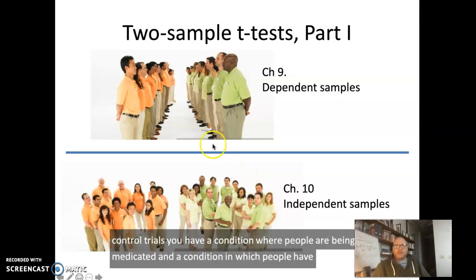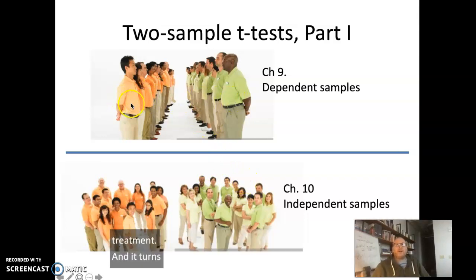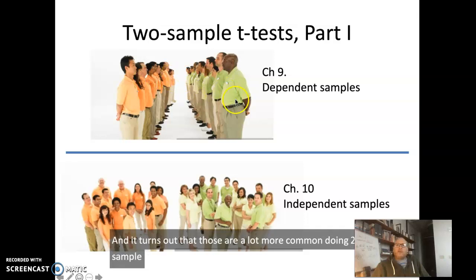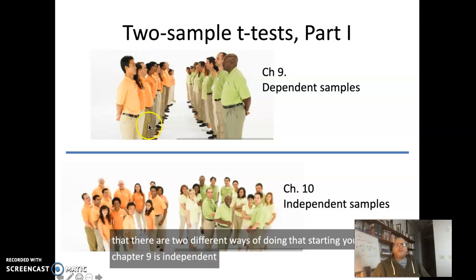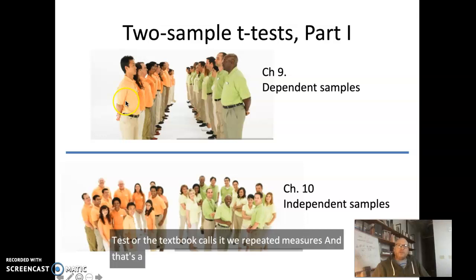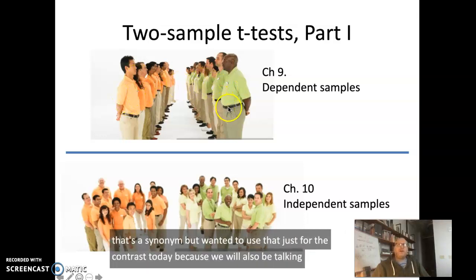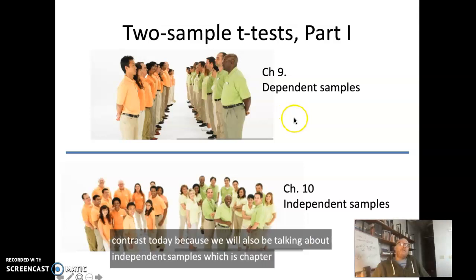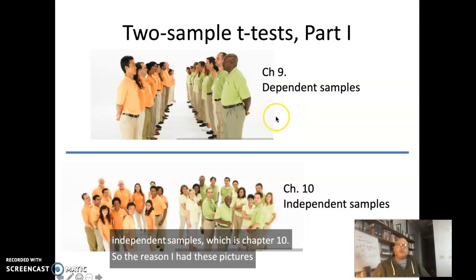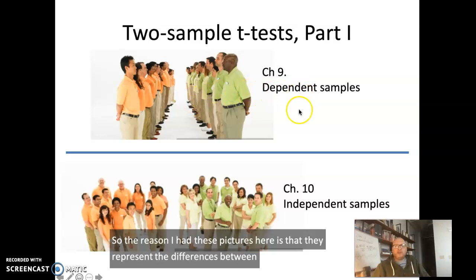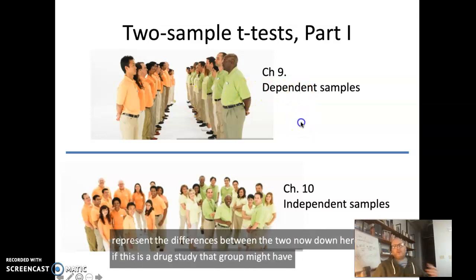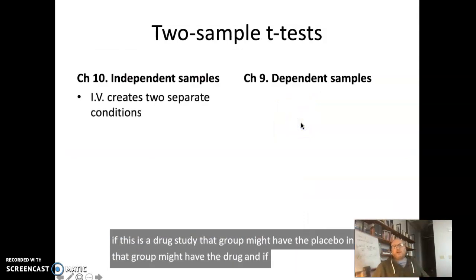But in dependent samples, notice how they're lined up here? There's something about those 2 guys that have them matched up. So rather than just taking the mean of all of the orange shirts and subtracting the mean of all of the green shirts, I'm going to subtract that guy's score from that guy's score on down the row and then find the average of the paired differences. So those guys depend on each other. So let me just show you what that looks like in English.